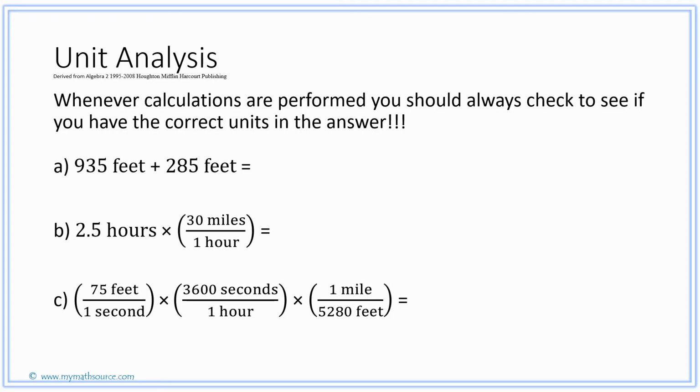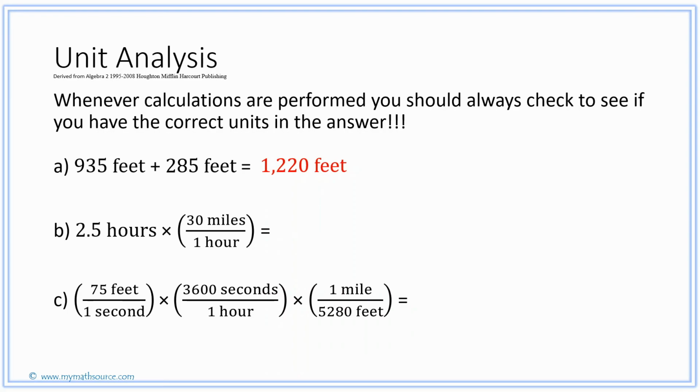So for part A, because we're both dealing with feet here, 935 feet plus 285 feet, you would just add the two numbers together. Make sure you always have your units in your answer. And so we have 1,220 feet as our final answer.